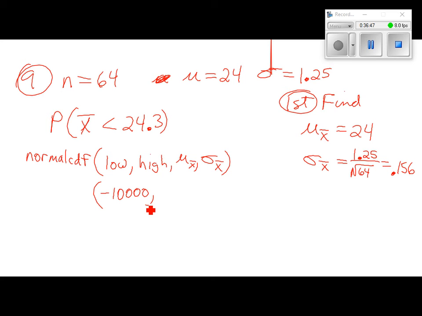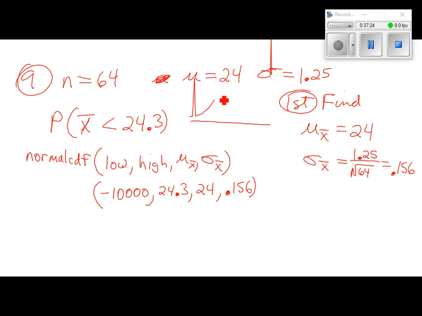10,000 or something like that. What's our high limit? 24.3. What's our mean for the sample means? 24. What's the standard error for the sample means? 0.156. Punch all that into your calculator. But stop. What's our mean? 24. We want everything lower than 24.3. Should we be more or less than 50%?